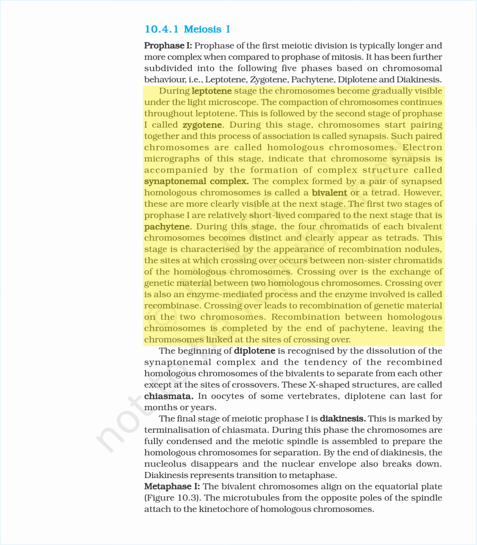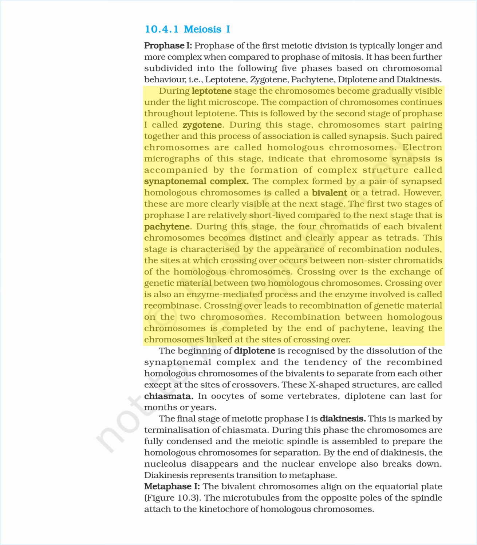The first two stages of prophase I are relatively short-lived compared to the next stage, that is pachytene. During this stage, the 4 chromatids of each bivalent chromosome become distinct and clearly appear as tetrads. This stage is characterized by the appearance of recombination nodules, the sites at which crossing over occurs between non-sister chromatids of the homologous chromosomes. Crossing over is the exchange of genetic material between 2 homologous chromosomes. Crossing over is also an enzyme-mediated process, and the enzyme involved is called recombinase. Crossing over leads to recombination of genetic material on the 2 chromosomes.